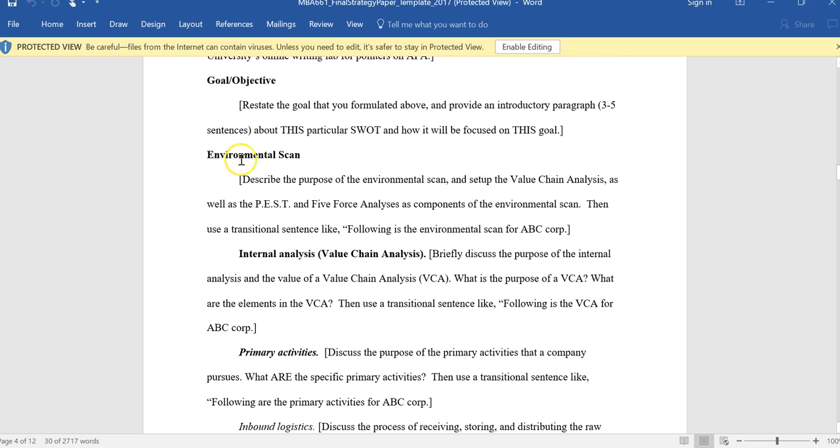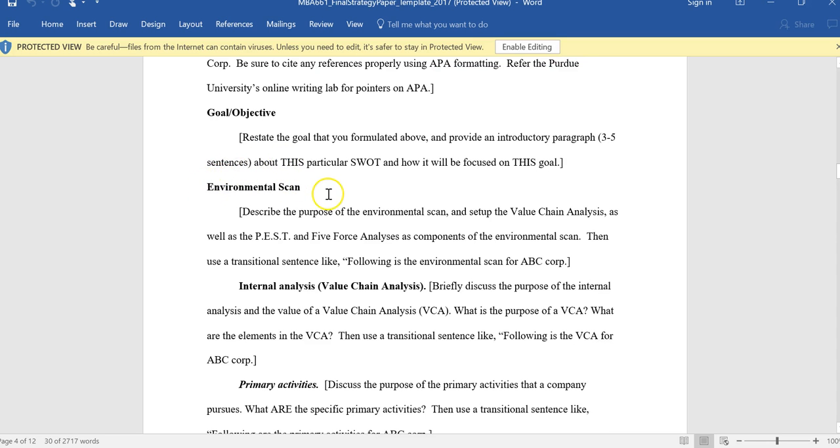Then you go into this, an intro for the scan, right? So you talk about the environmental scan. The environmental scan is looking at the internal and external elements that influence the company's strategy. And then you could say, for our purposes, we're going to do a value chain analysis, a PEST, and a five-force analysis. And then you say a transitional sentence: Following is the environmental scan for ABC Corp.